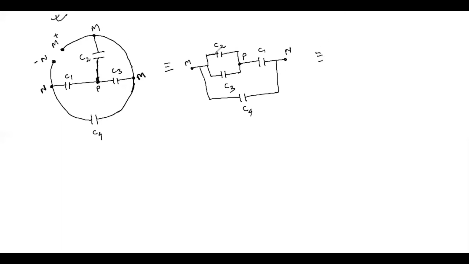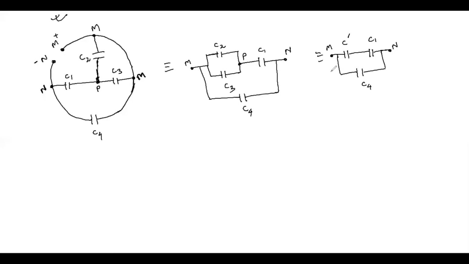Now easily if you see this, these two capacitors are connected in parallel, and it is in series with this C1, and again this equivalent capacitance of these two and C1, they are connected in parallel to this C4. Alright, so this is my point N. Let's say that C dash is nothing but the equivalent capacitance of C2 and C3. This is in series with C1, and again it is parallel to C4. This is my point N. Right?